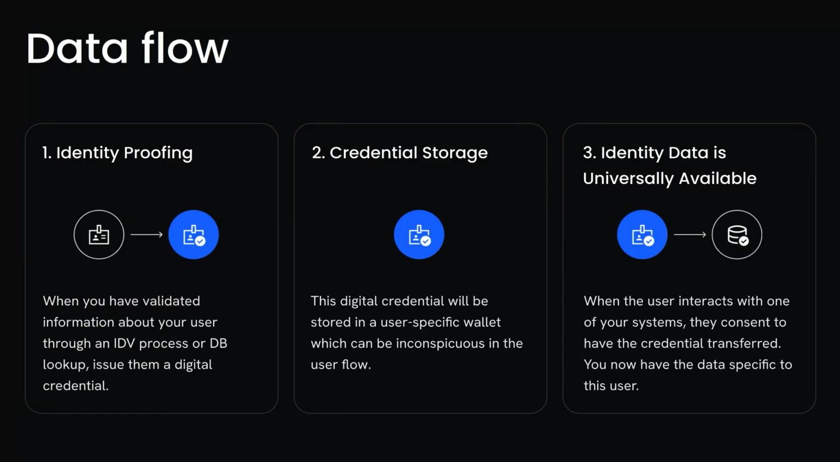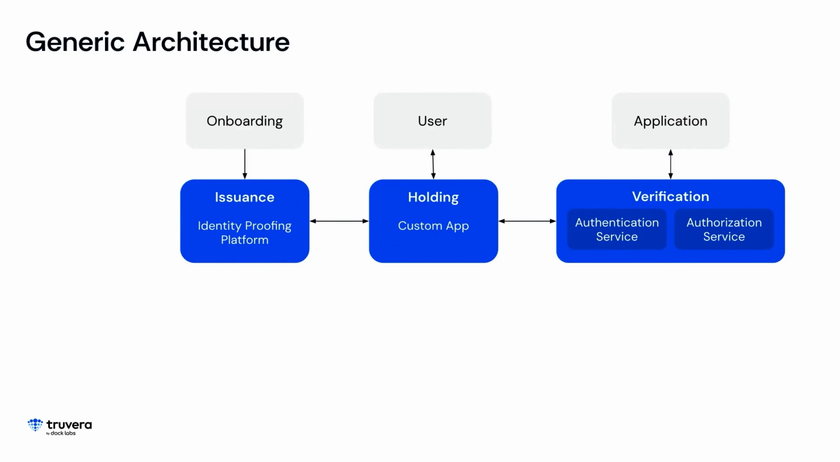And when they say, yes, I want to do business with you and I want to share this data, at that point the data gets transferred from the wallet to the relying party system. So the result is a very generic architecture that says during onboarding, we're going to issue information into a custom wallet that the holder has. And the user is going to interact with that custom wallet. And at various places where the user needs to either authenticate or authorize access, they can present the credentials that prove who they are and what systems they should have access to. And so applications will integrate with the verification APIs in order to do that authentication and authorization.